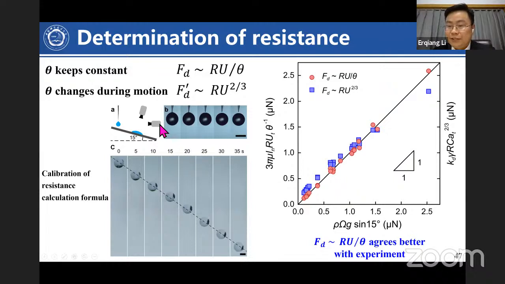Then we do different drop volumes here. Basically, we change the drop volume, and we get many data points. Then we see which of these two forces predicts better.